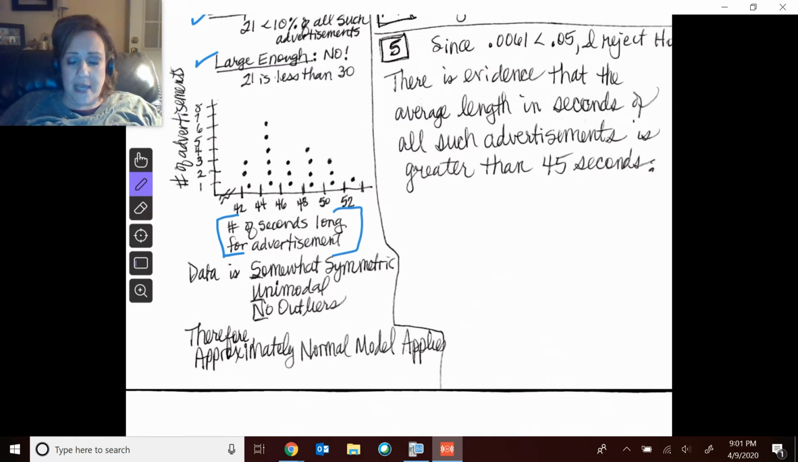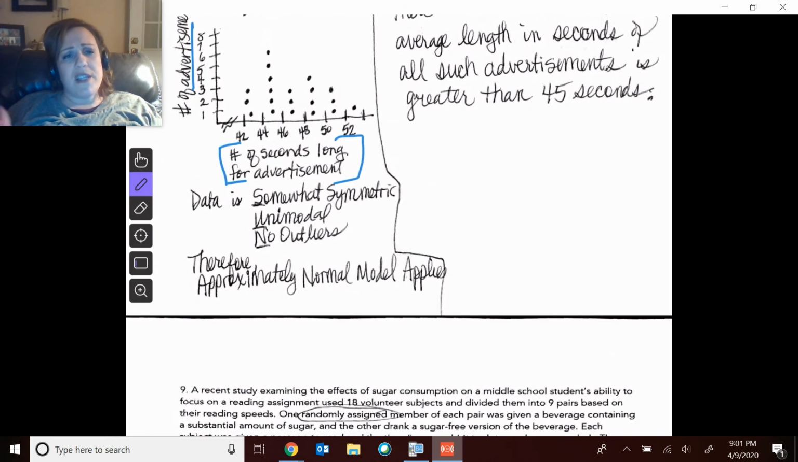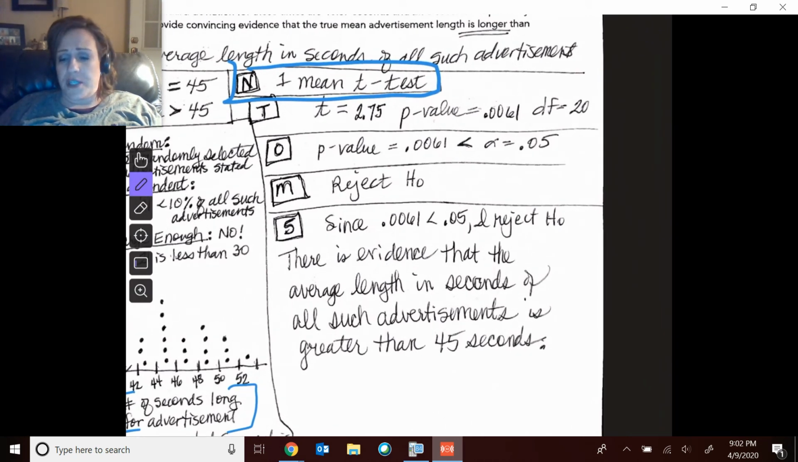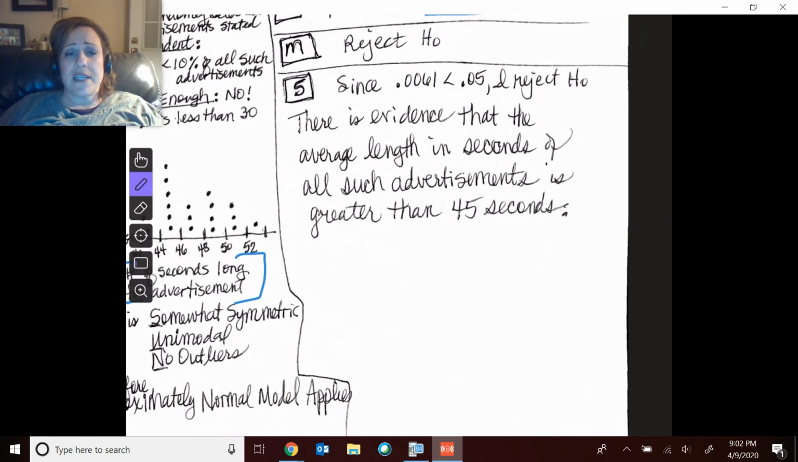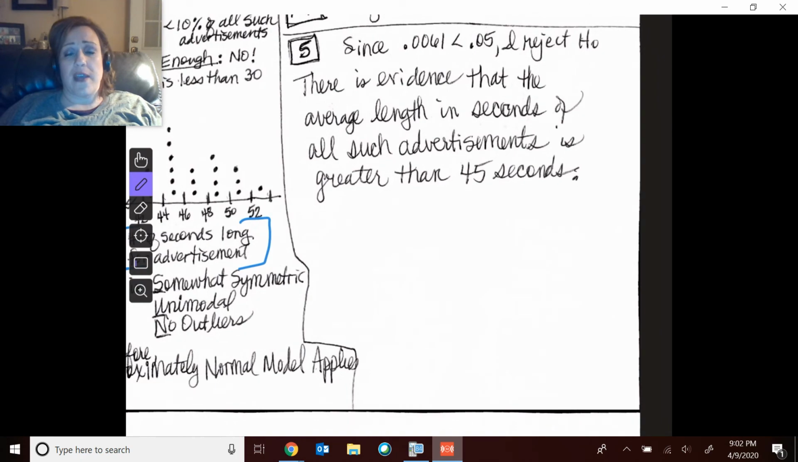Okay, so label, see all of my labeling, number of advertisements, and I did all my little tick marks, put everything in there. When I put everything in there, the data is somewhat symmetric, unimodal, no outliers, therefore the approximately normal model applies. All right, and then again, I did it in my calculator. There was a very small p-value, so I rejected H0, and I have evidence that the average length in seconds of all such advertisements is greater than 45. So I have evidence of HA.